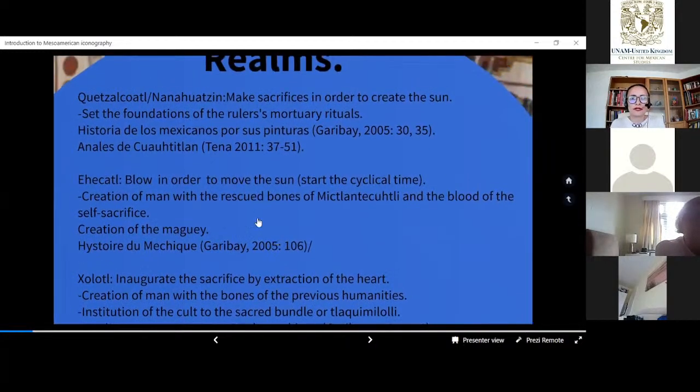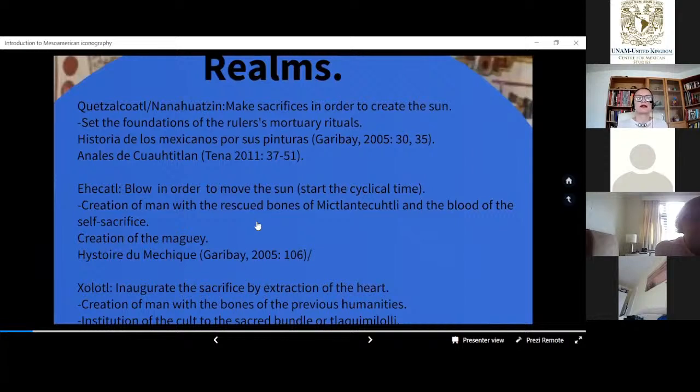So we know here that Quetzalcoatl has different names, is called as well Nanahuatzin, and is related to the sacrifice in the first period of existence of the world and the gods, and he is related to the creation of the sun. And also Quetzalcoatl is related to the rulers. So it was very important. It was a title also that a lot of the rulers in that period in particular used to have. So if they wanted to legitimize their power, they had to perform some rituals, and they had to assume their identity with Quetzalcoatl.